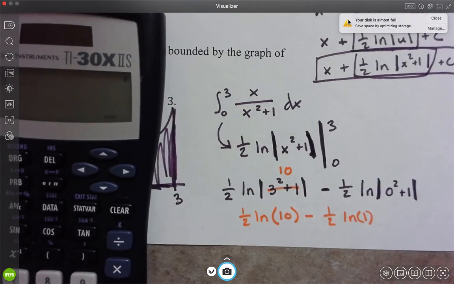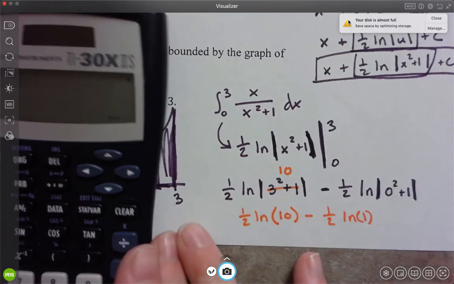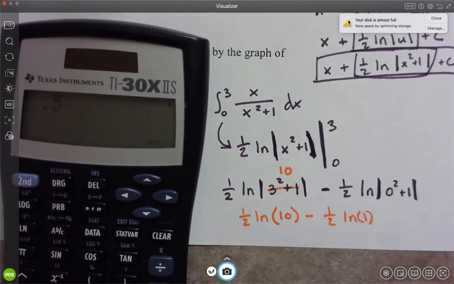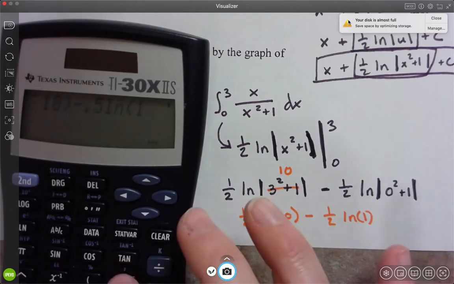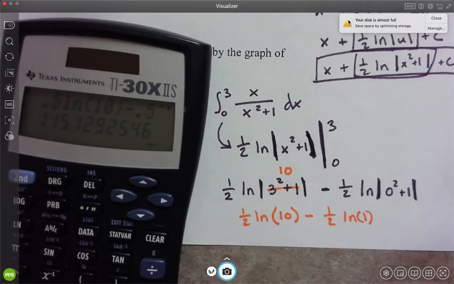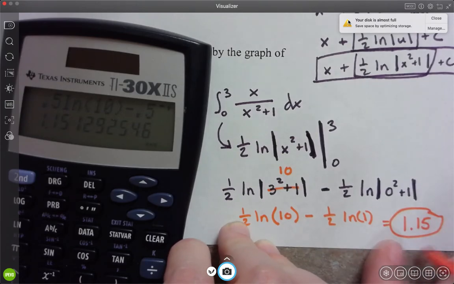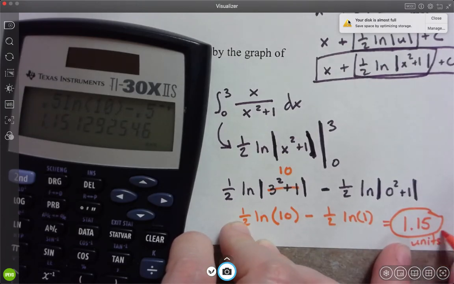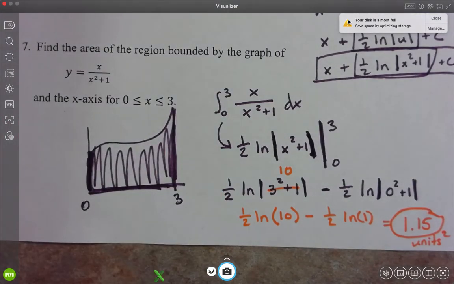I have 1/2 or 0.5. I can type it in as 0.5, that might be easier. 0.5 ln of 10 minus 0.5 ln of 1. And that is going to be 1.15 as an area. So that would be units squared for my area under the curve. All right, so there is that.